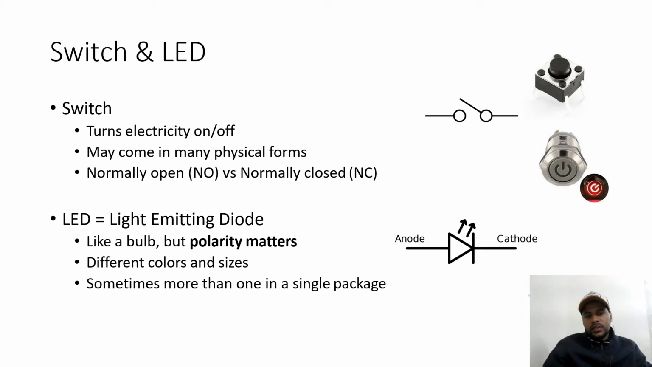And the next one is the LED, light emitting diode. This is the diagram for a diode, and we have an anode and a cathode. The anode is positively charged, the cathode is negatively charged, and this is the diagram for a light emitting diode. Like a bulb, but here the polarity matters. LEDs come in various different colors and sizes. There can be more than one LED in the same package. So this was a brief discussion about switches and LEDs.